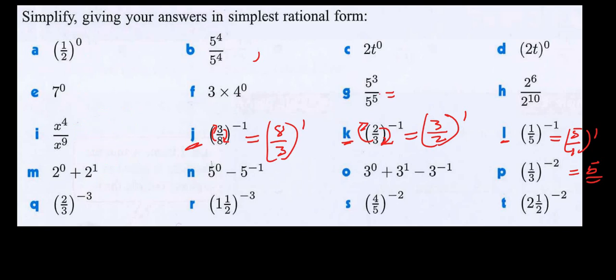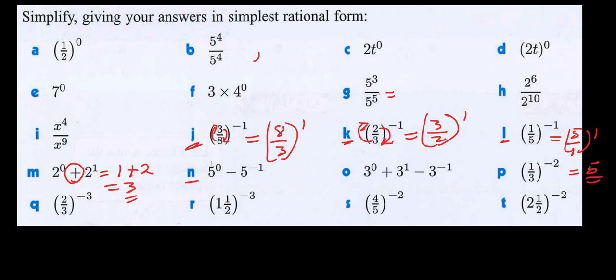Question M, we have 2 exponent 0 plus 2 exponent 1. So this is just, 2 exponent 0 is 1 plus 2 exponent 1 is 2. So 1 plus 2 is 3. So your answer here is 3. So take note that this is addition. You have an addition here, so don't add the exponent, because you only add up the exponent when you are multiplying. All right, so I hope that is clear.